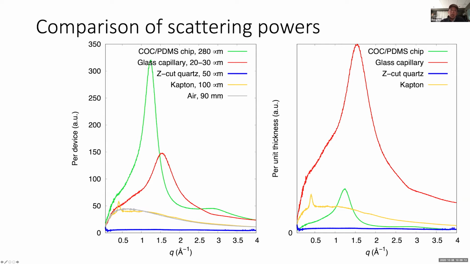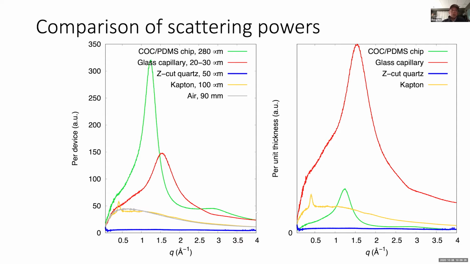And since its quality is just the same as glass, you can make a very thin device out of it. 50 micron is totally realistic. And therefore the total scattering here is also virtually none.